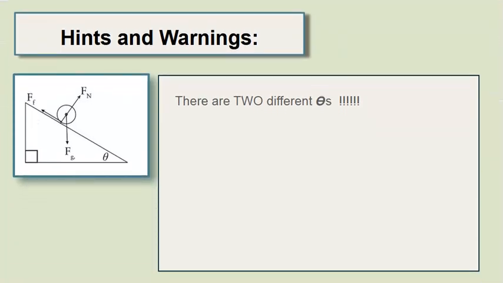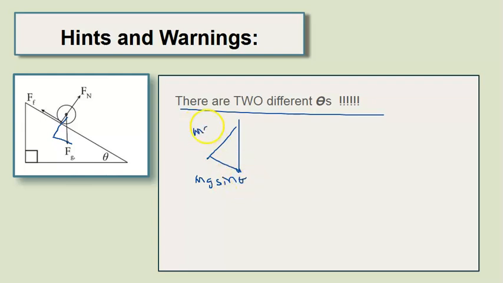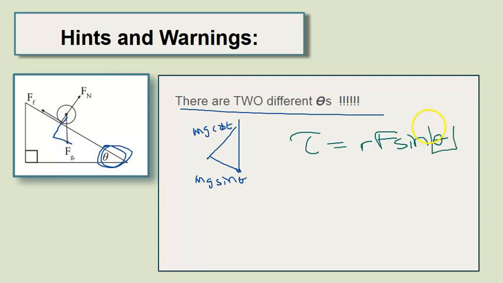Okay, quickly, some hints and warnings. There are two different thetas. When you break down your weight into mg sine theta and mg cosine theta, that theta is the angle of the incline. But when you calculate torque, we shouldn't use theta, but we do. This is the angle between r and F, which every time I've seen it is 90 degrees. So it's a different theta from the incline theta.